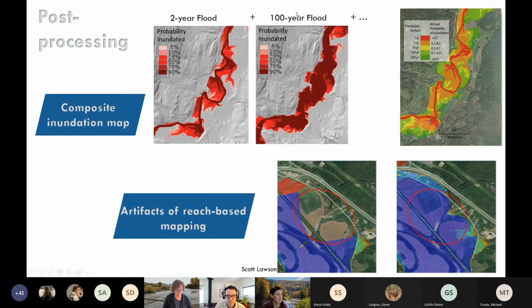So that's one piece. Another is there's a lot of artifacts from this type of approach, meaning reach-based mapping. When we segment out the world, a result of that is that some of the flood inundation maps and some of the results are also segmented. And so there's an example here when you have a small tributary coming into a large river, you actually negate some of that floodplain. And Scott Lawson, a master's student working with us, has come up with a pretty slick way of post-processing those results and getting that information back.